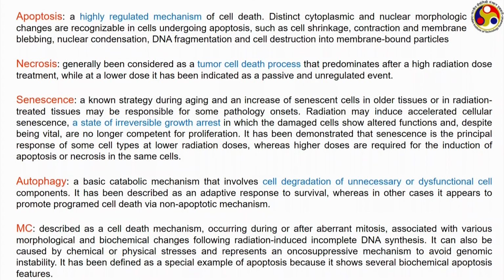It is described as a cell death mechanism occurring during or after aberrant mitosis associated with various morphological and biochemical changes following radiation induced incomplete DNA synthesis. It can also be caused by chemical or physical stresses and represents an oncosuppressive mechanism to avoid genomic instability. It has been defined as a special example of apoptosis because it shows several biochemical features which are quite similar to apoptosis only. Now, as we have been repeatedly mentioning, the ways different tissues respond to radiation are not the same.